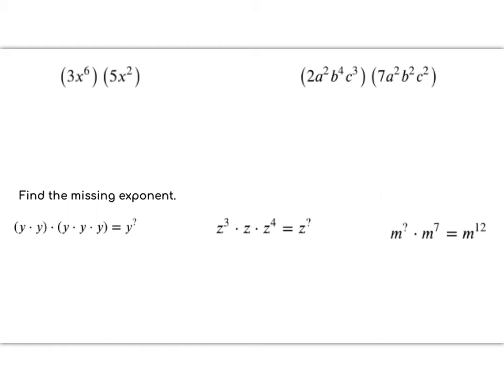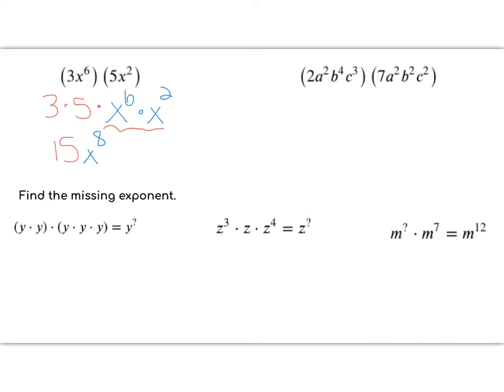So when you see numbers and variables together, you want to split them up. You want to write the 3 times 5 together, and then you want to write the x to the 6th times x squared together. So put the numbers together, put the variables together. 3 times 5 is 15, and then right here we can use our new little rule. Now we can write out 6 x's, we can write out 2 x's. How many x's are we going to have? We're going to have x to the 8th power, right? 6 plus 2 is 8. So put your numbers together, put your variables together.